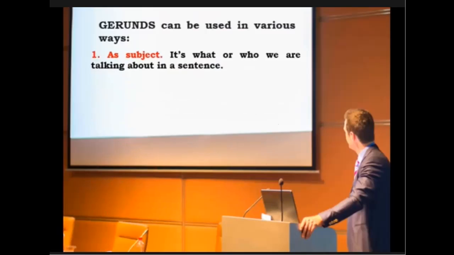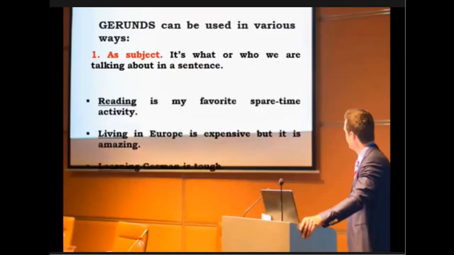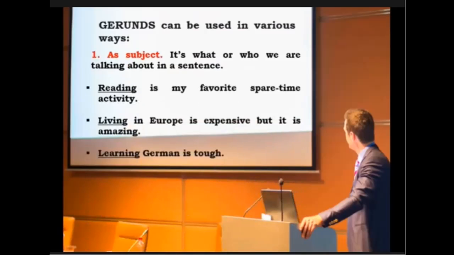When the gerund takes the subject position, it is what or who we are referring or talking about in a sentence. Like in the examples here, you have reading, living, and learning. As you can see, they have taken the subject position. They go to the beginning of the sentence, and we can say that reading is my favorite spare time activity. Living in Europe is expensive, but it is amazing. Learning German is tough.